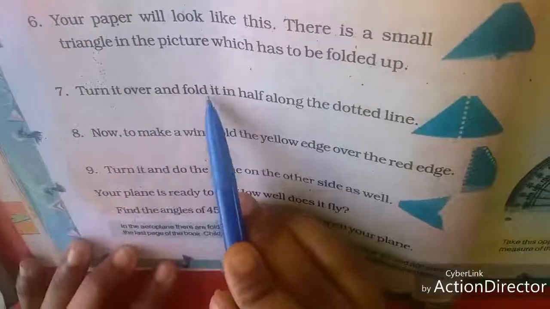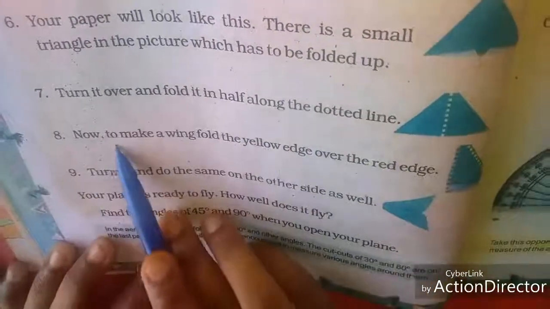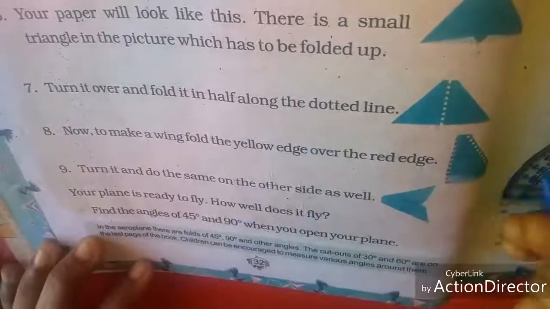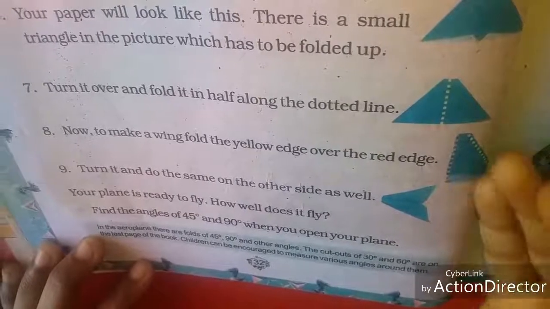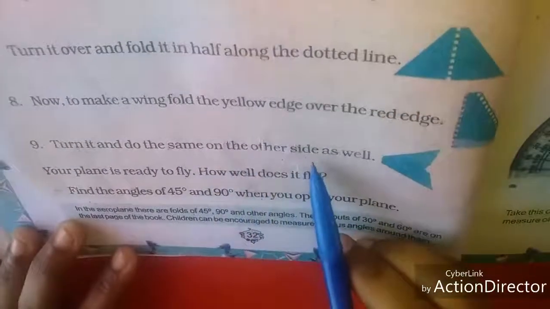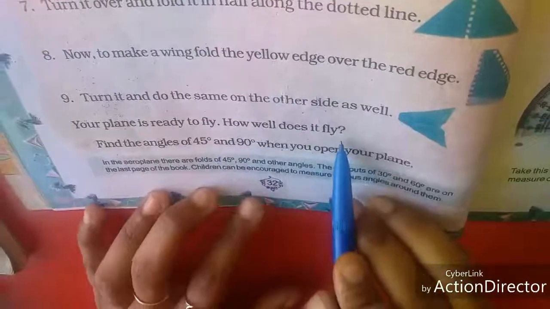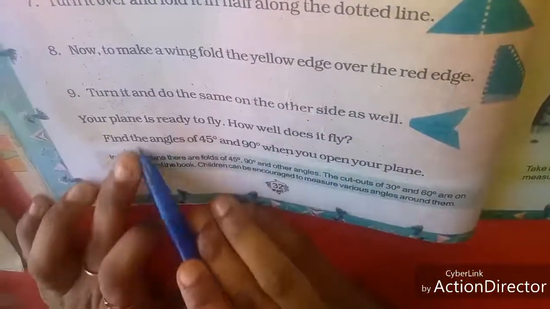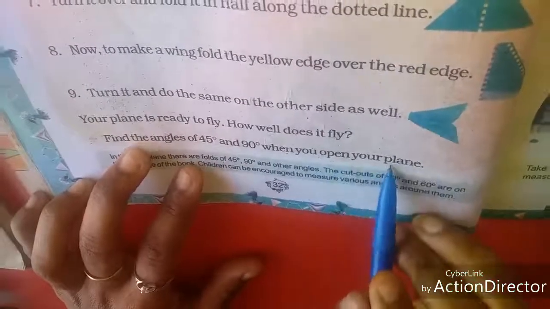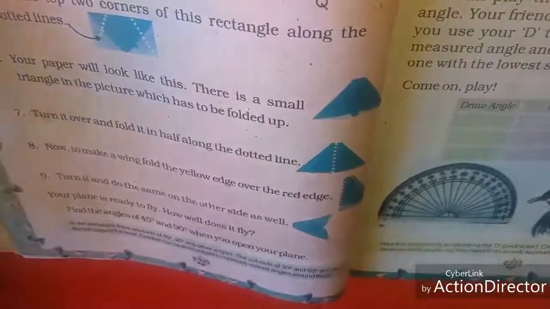Seventh one, turn it over and fold it in half along the dotted line. Again, you fold that. Next, to make a wing, fold the yellow edge over the red edge. See, the yellow edge over the red edge. You have to fold like that. Next, turn it and do the same on the other side as well. Your plane is ready to fly. How well does it fly? You just do the activity. Next, find the angles of 45 degrees and 90 degrees when you open your plane.